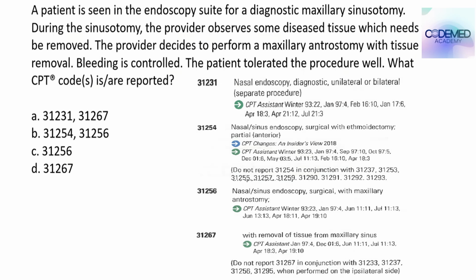Now we will see 254 and 256. 254 talks about ethmoidectomy, that is removal of the ethmoid sinus. That didn't happen in our patient case. So the option B, 254, is not the correct code. So we will eliminate option B. Now between C and D, let us see what's our option.